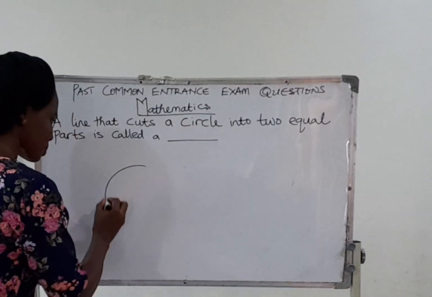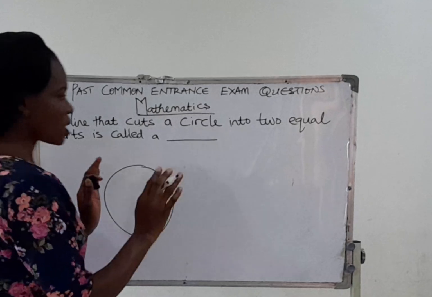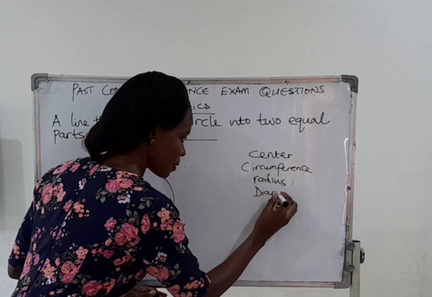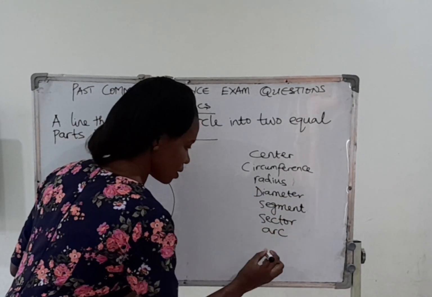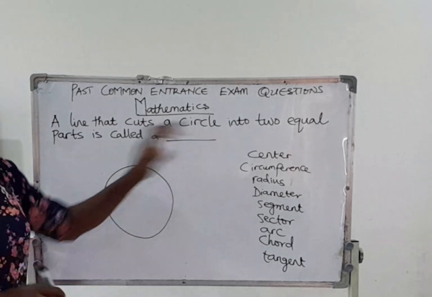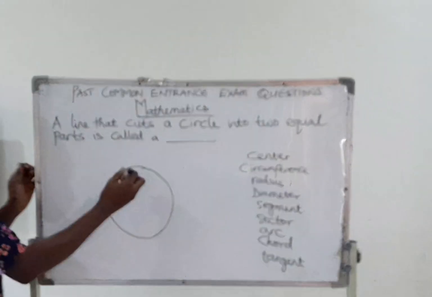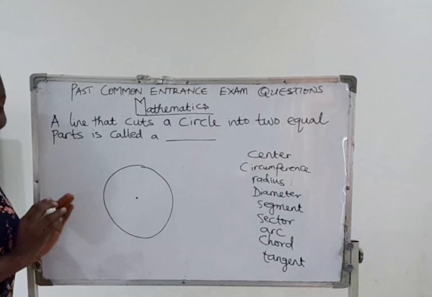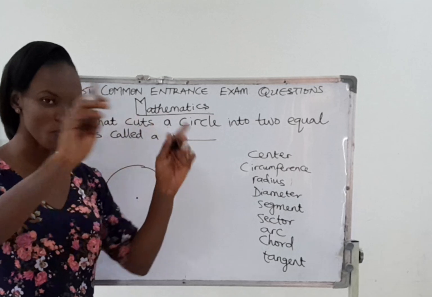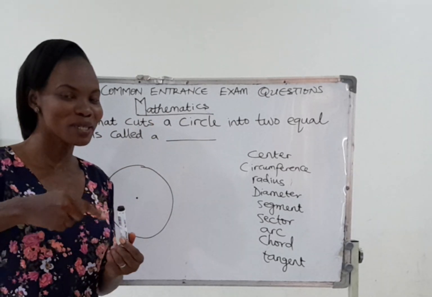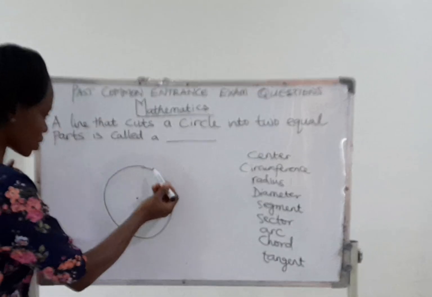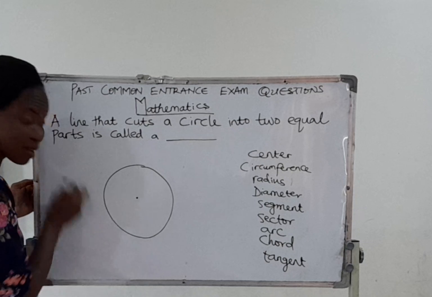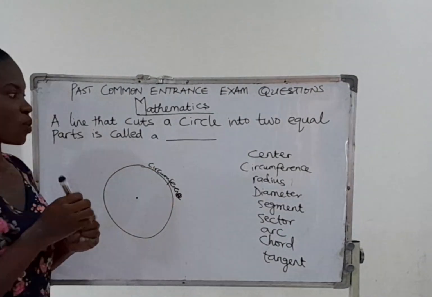This is a circle. We have so many parts of the circle: circumference, center, radius, diameter, segment, sector, arc, chord, tangent. So we'll start with the center of the circle. The center is the middle point of the circle. Then we have the circumference. The circumference of a circle simply means the outer part of the circle. The whole outer region of this circle, this line here, is called the circumference of the circle.